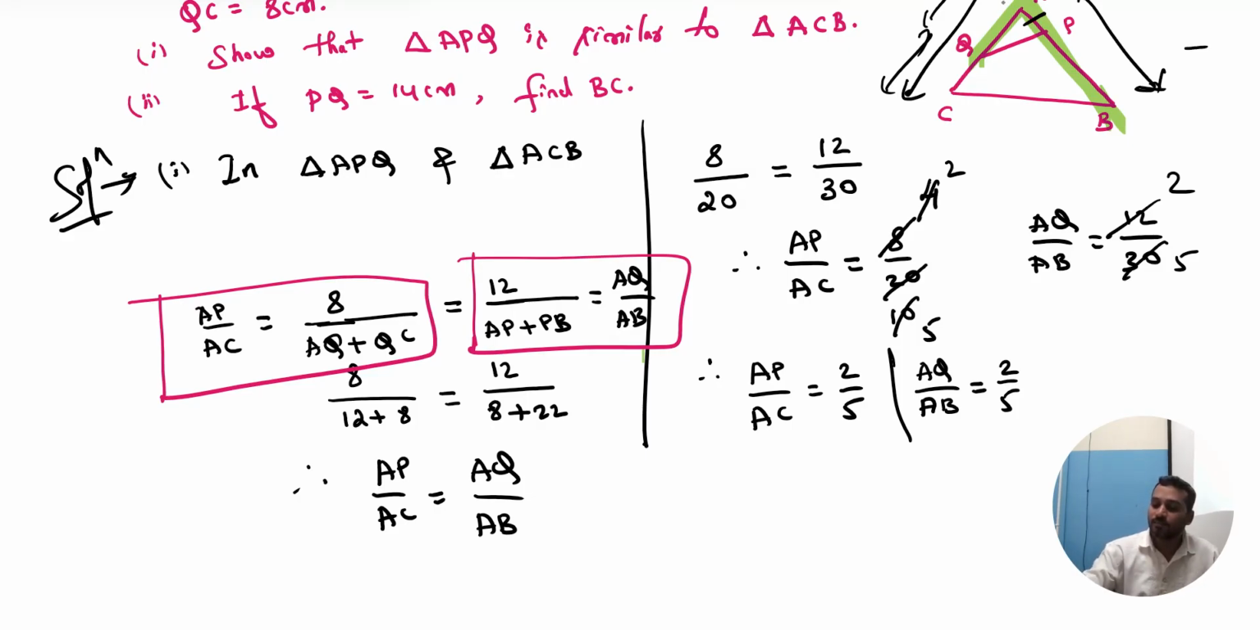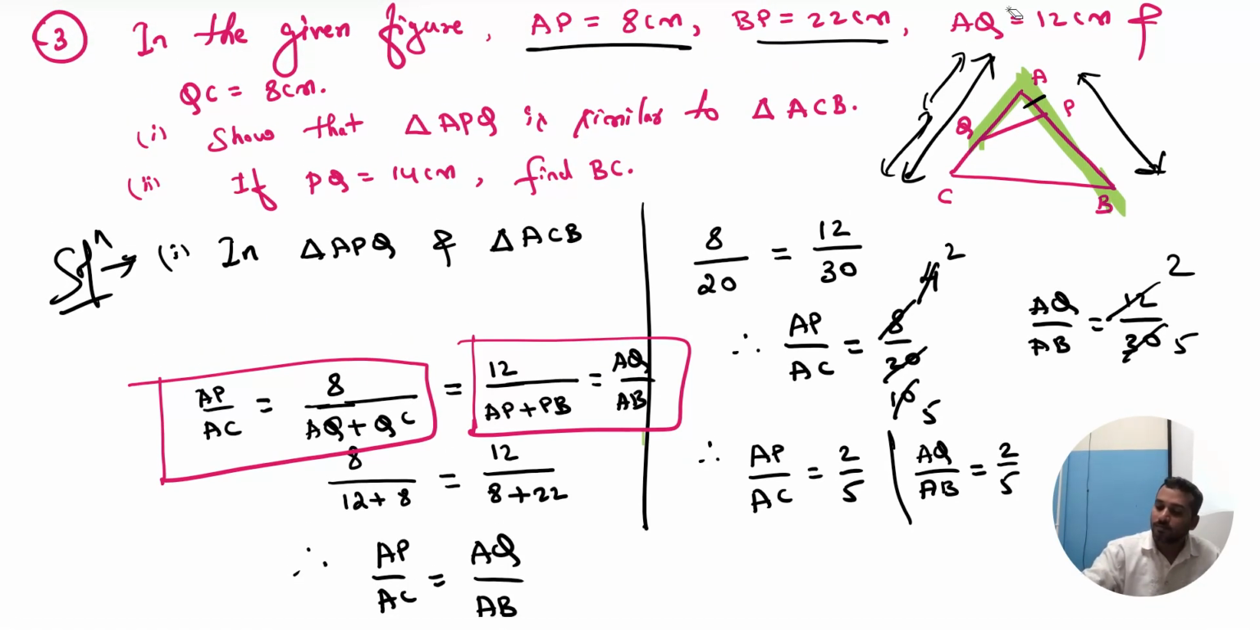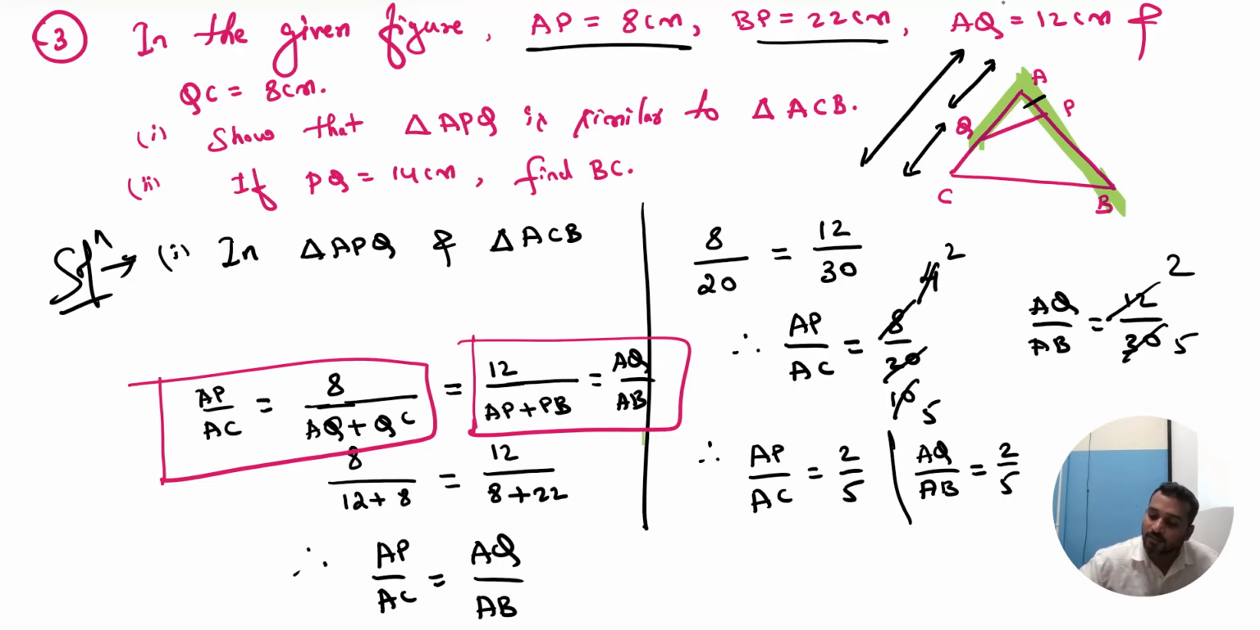AP single line and then just tell me. See here, once again let me repeat. I'll write here for your convenience. This is my half side, this is my half side, and this is my full side. Clear? This is my half side and this is my full side. Now what I'm telling: this single side AP is proportional to single side AC.